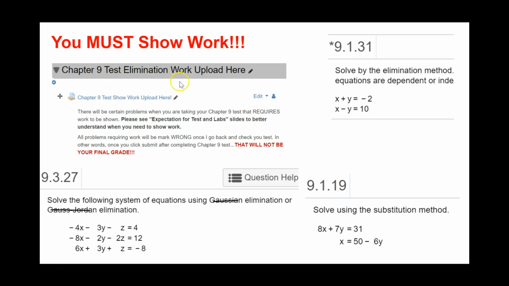method work, and you cannot just put it all in your calculator. And after today's session, you'll kind of see how putting it in your calculator works easy, but there are certain problems on the test that I require you to show work. And this also goes for the lab, and I'll show you the lab in a minute.